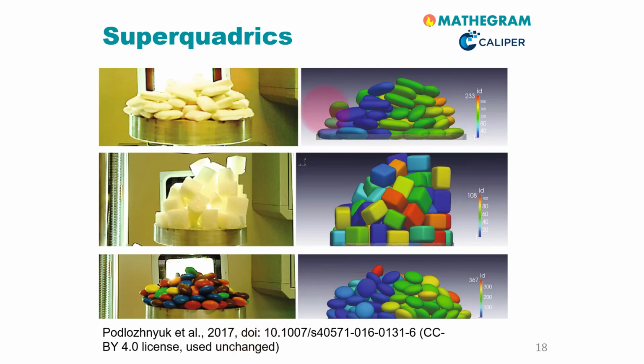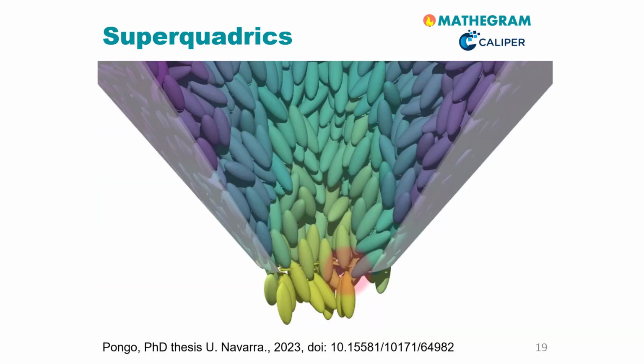Here is some eye candy to round off this part on superquadrics. You see, these are like M shaped particles, these are like cuboidal particles, and these are really MODEMs. Finally, here's the eye candy from the PhD thesis of Tivadar Pongo from the University of Navarra, showing that nowadays you can really track thousands of superquadrics efficiently.